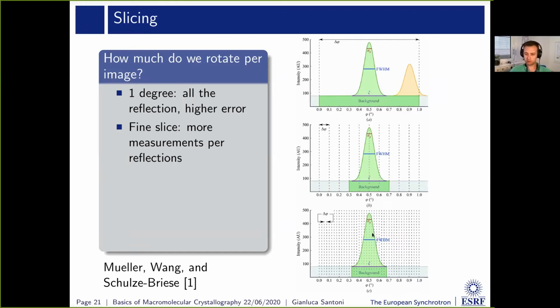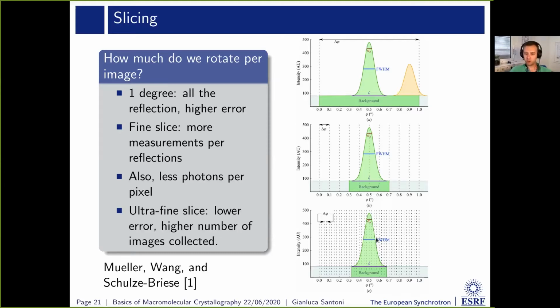Or we can go super fine slicing, for example, in the last picture, where we collect 4 images per 0.1 degrees. In this case, the experiment obviously requires collecting 4 times more than here, and 40 times more than here in the first case. It can be done, it can slow down the experiment, but in some conditions this is important. For example, again, for a very big unit cell where the spots are very close, it's important to do thinner slicing. In general, the strategy is to collect 0.1 degrees at the Beamline.